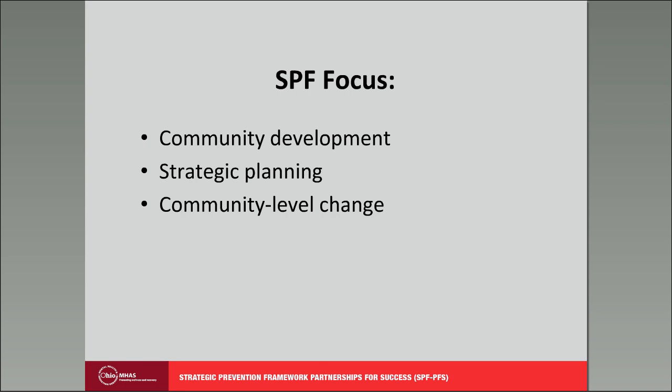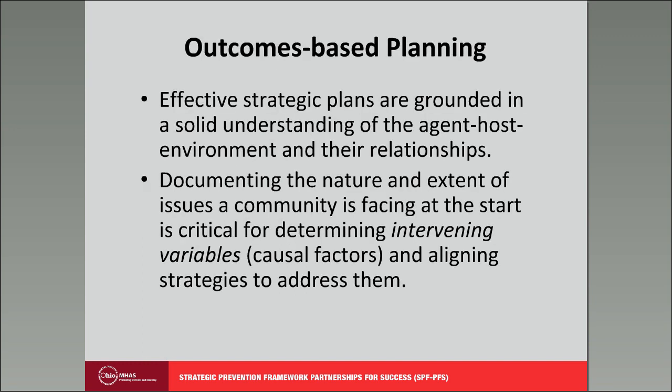To create community-level change, the SPIF relies on three things. One, community development, to engage in two, a strategic planning process that results in three, the implementation of evidence-based strategies to produce community-level change. As we have discussed previously, the needs assessment is what undergirds all successful strategic plans. We have to understand how the problem of practice is impacting our community if we want to be successful. This is why the SPIF relies on community-level data.